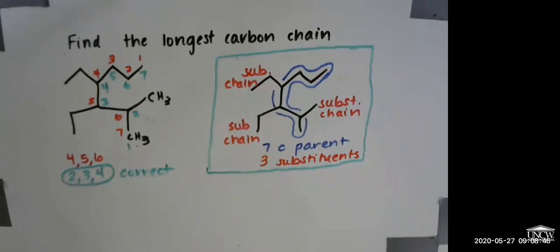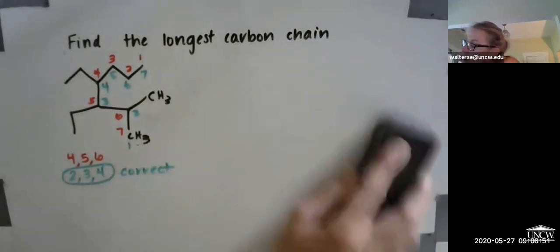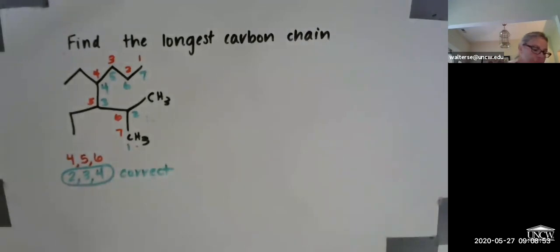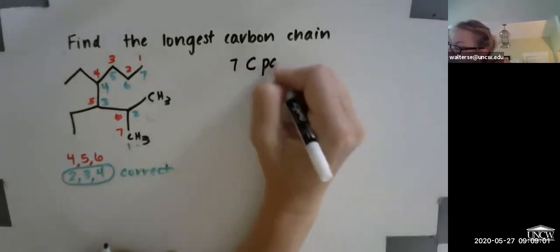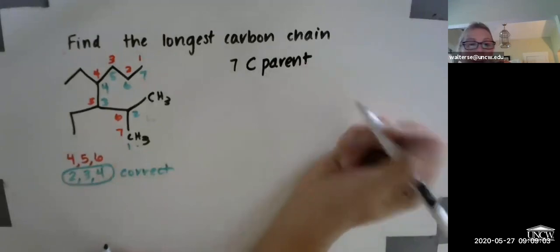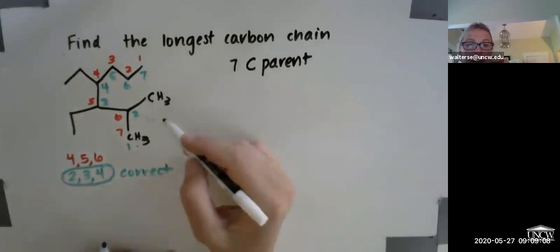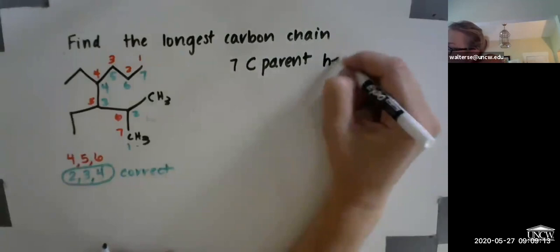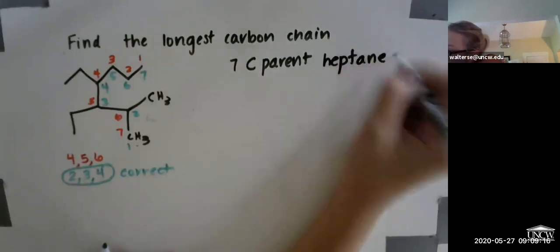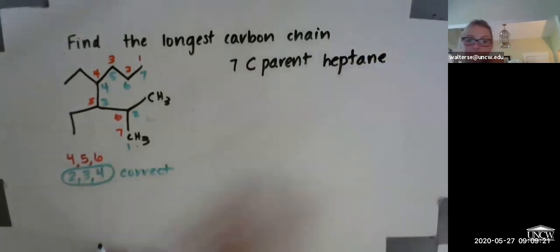Okay, all right, so I'm going to take this side off. Now we have our numbers, and we know that we have a 7 carbon parent. And the only thing we have on here is carbon-carbon single bonds. So this is an alkane. The prefix for 7 is hept. So the parent is a heptane. This means 7 carbons single bonded together.